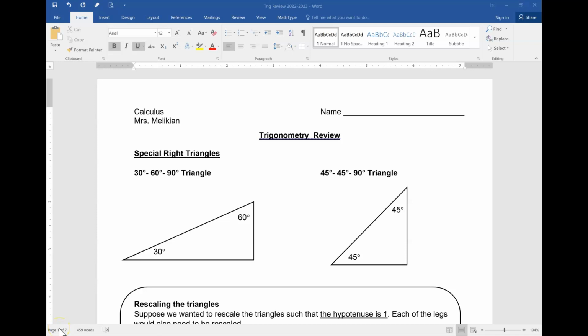Okay, hello everyone. So here I have some basic trigonometry review, just basically tailored to what you're gonna need for this year. All right. So let's go ahead and get started. We're gonna start with the special right triangles. So you guys know that.